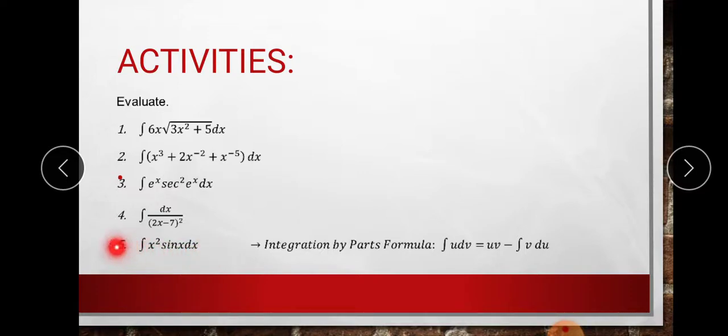For activity number 5, we need to use the integration by parts formula. The integral of u dv equals uv minus the integral of v times du. So that is your activities.